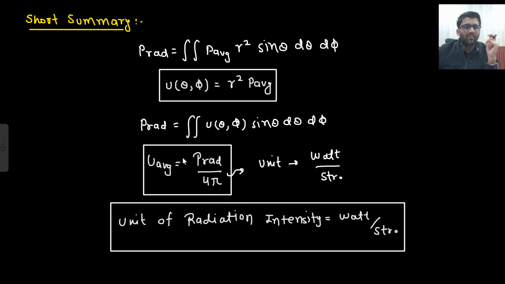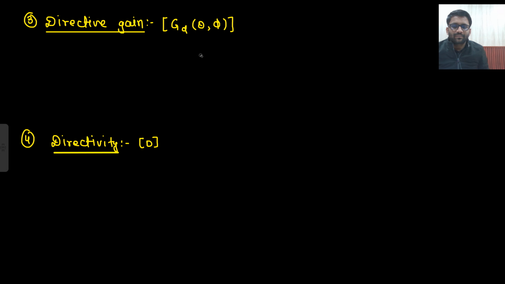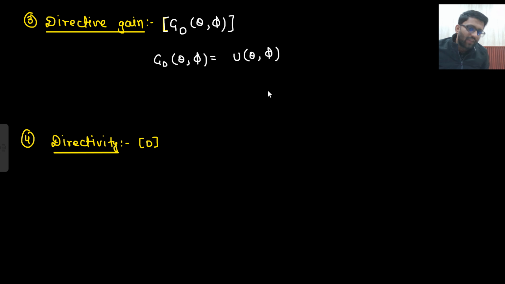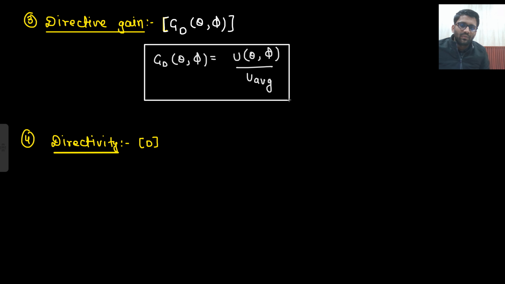Now we are going to understand two terms. What is the first term? Directive gain. We write it as D for directive, G for gain, and it will also be a function of theta, phi. So what is directive gain? What two terms have you studied? The first term you studied was radiation intensity, and the second term was average radiation intensity. So directive gain is radiation intensity divided by average radiation intensity.